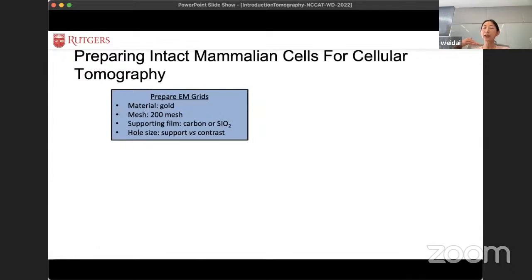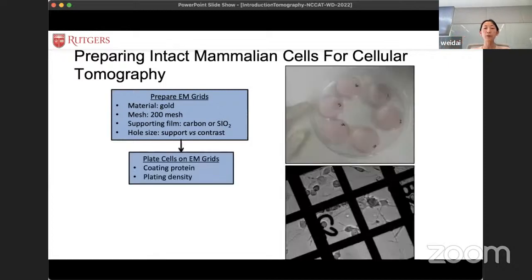And then usually you also have to make the decision of supporting films. You want good support to give, for example, continuous carbon, or you care more about contrast, so you can use Quantifoil or holey grids. And then also you have to consider how well the cell will be able to adhere to the bottom. Do you want to add in, for example, coating proteins to help them adhere to the bottom even better? So in my lab, this is how we set up.